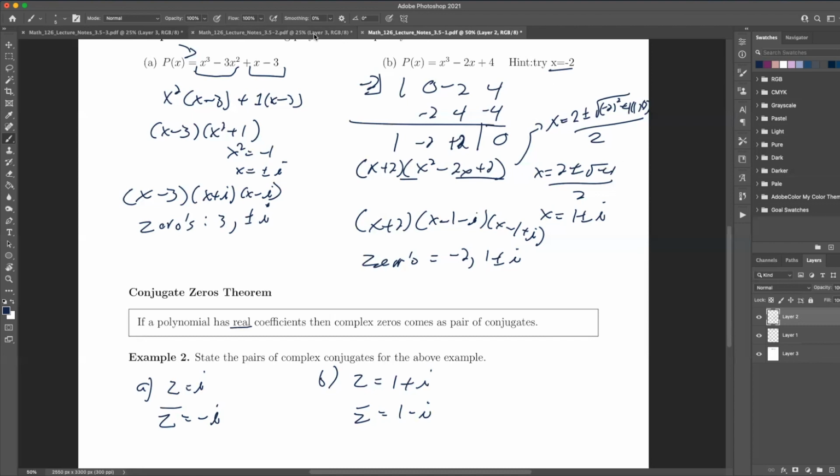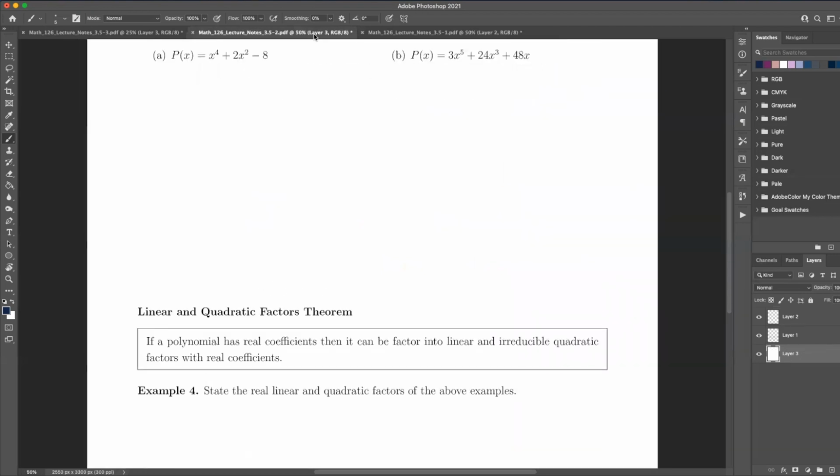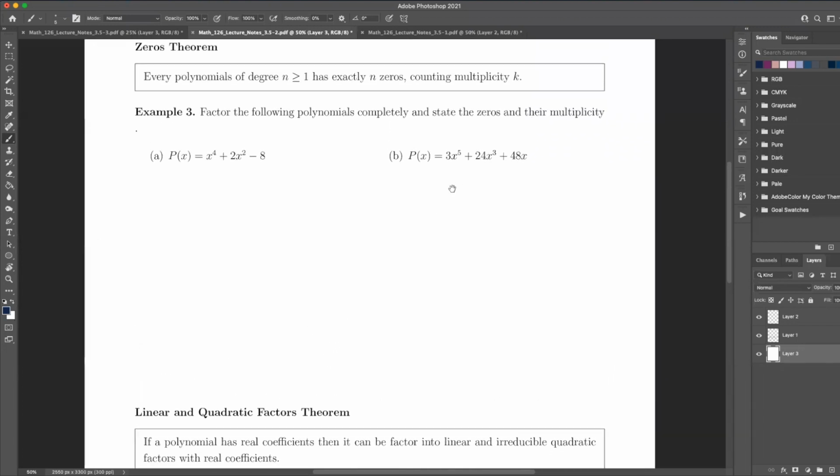Okay, let's go to the next page. Today is just a bunch of factoring. That's all we're doing. And then we'll do two kind of unrelated sections next time that will help us to do all this. So, the zero theorem: every polynomial of degree n greater than 1 has exactly n zeros, counting multiplicity. So if we count the multiplicities, or how many times it's a factor, we'll have exactly n zeros. And so you know how many you're looking for and what to do.